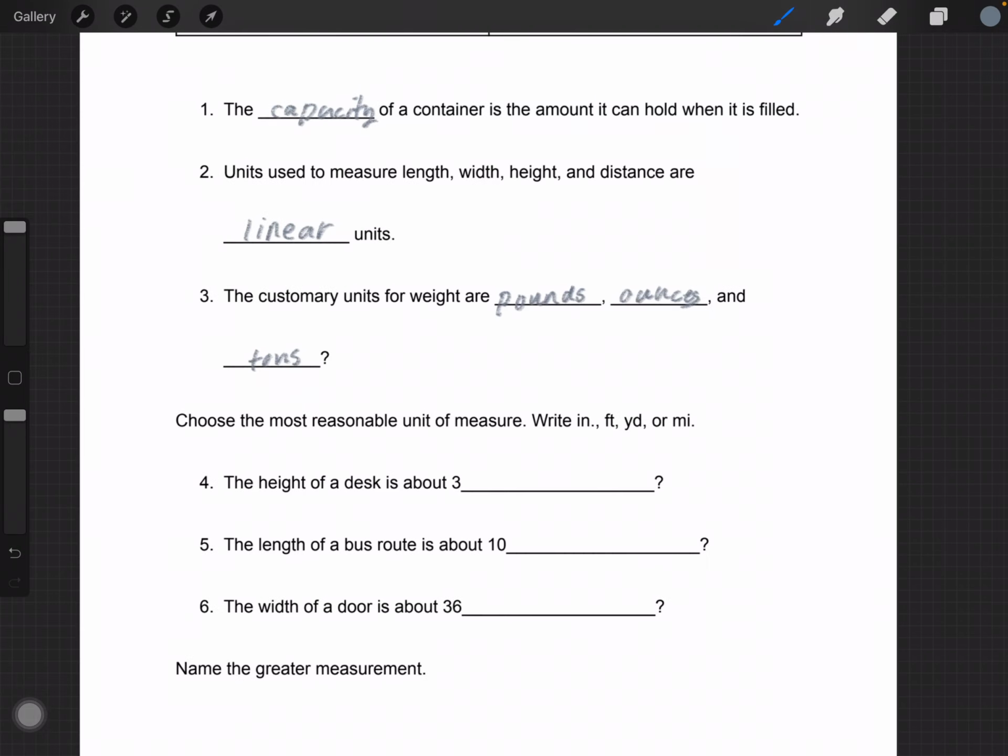And this part says, choose the most reasonable unit of measure. Write inches, feet, yard, or miles. The height of a desk is about 3 feet. Inches are way too small. Yards are way too tall. 5. The length of a bus route is about 10 miles. Because a bus goes very far, it does not go a couple of yards. Okay, 6. The width of a door is about 36 inches. 36 feet or yards would be very large.